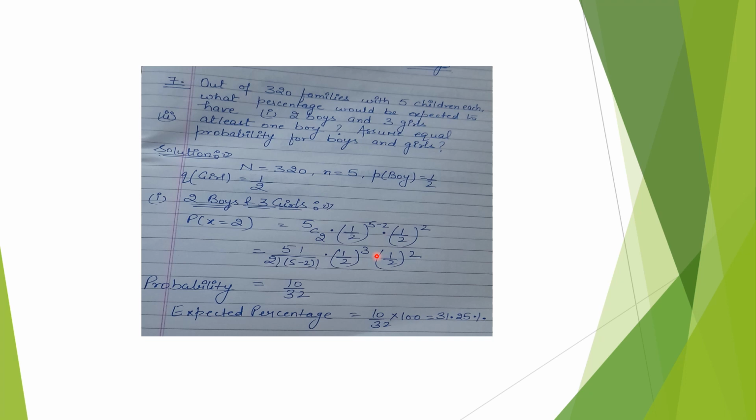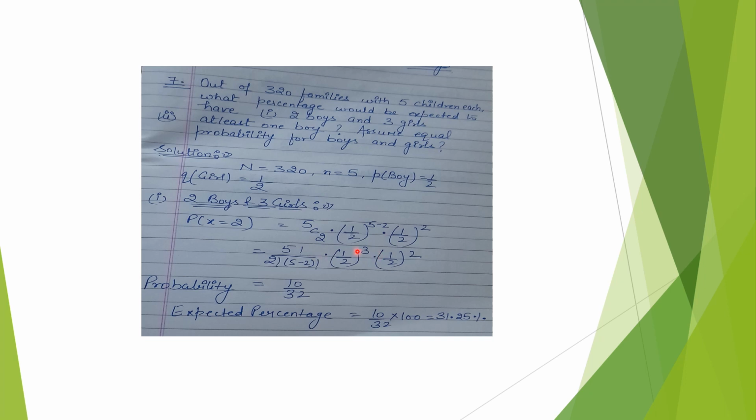And the formula is nCx q^(n-x) p^x. We have only this formula for calculating the probabilities according to binomial distribution. We are going to use just this formula for each and every probability question under binomial distribution.